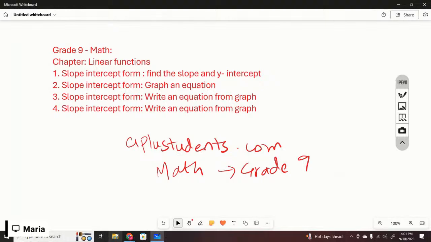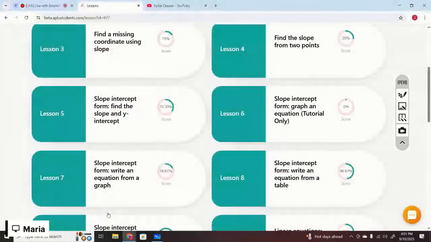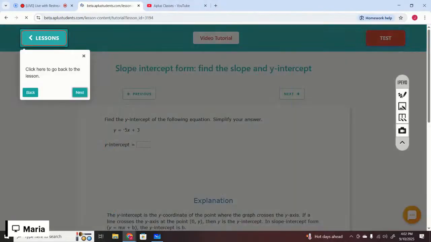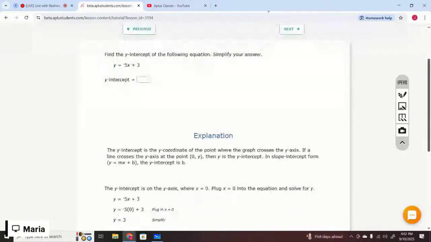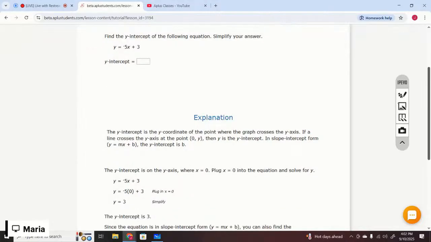Okay, here I'm on grade 9 math. Let's just start with the lesson, slope intercept form, find the slope and y-intercept. Find the y-intercept of the following equation, simplify your answer. So the equation is y equals negative 5x plus 3.